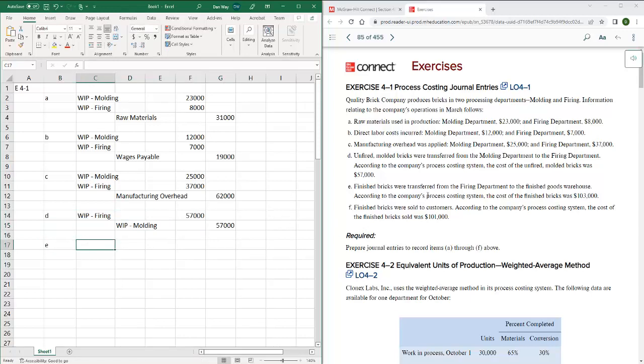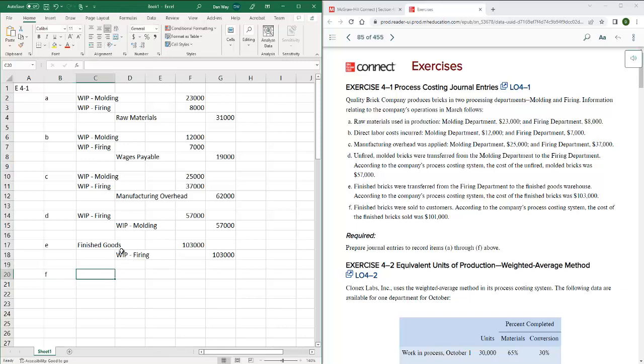Letter E said finished bricks were transferred from the firing department to the finished goods warehouse. According to the process costing system, the cost of those finished bricks was $103,000. So this is very similar to what we did last chapter as well. Now these things are done and ready to sell, so we need to increase that finished goods account by the $103,000. And then we want to credit the work in process account from the last step along the line. In this case, that's the firing department. So credit that $103,000.